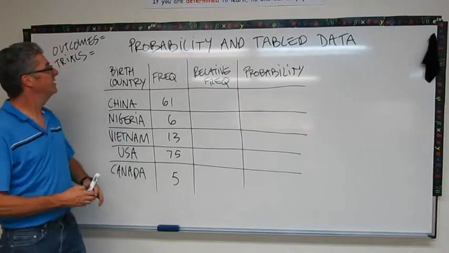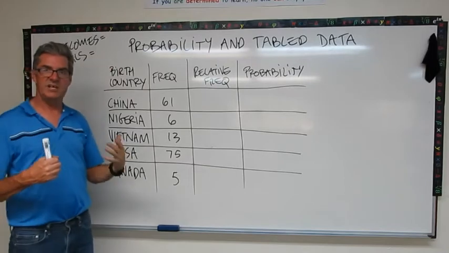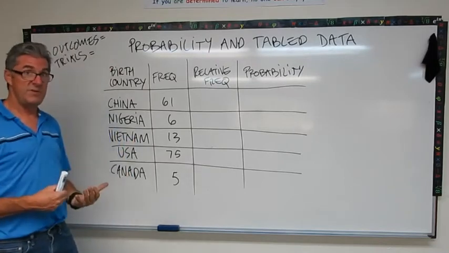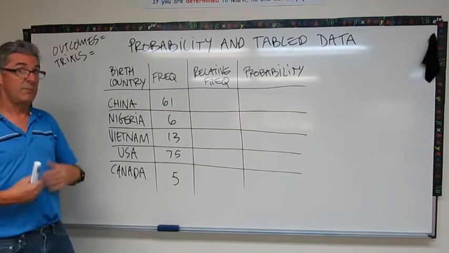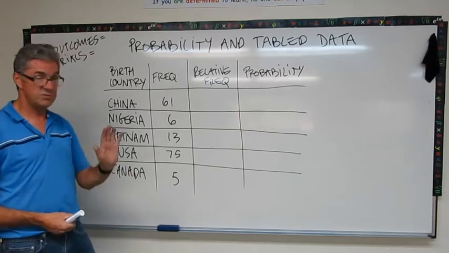Okay, today's topic: probability and table data. What you're going to see in this chapter is that we use a lot of tables to organize our probability data, and this helps us make lots of different comments about probability. It also allows us to answer lots of different kinds of questions, which we'll do in a minute.